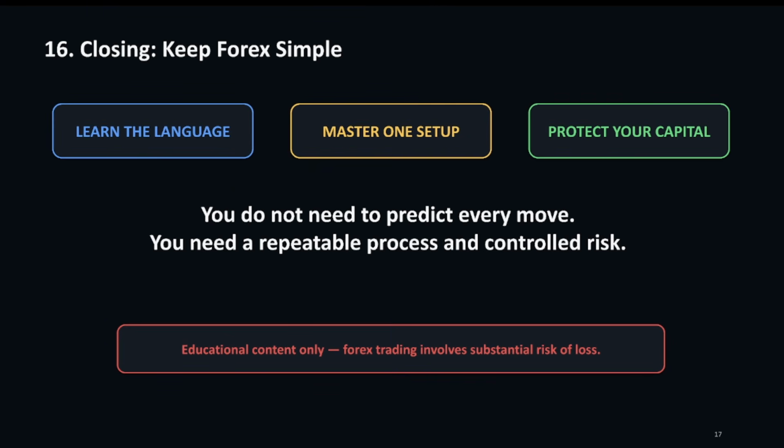So look, one thing I want you guys to understand is that this is educational content only, and Forex trading involves substantial risk and loss. But there is potential profit, and a lot of profit that you can make within this market.